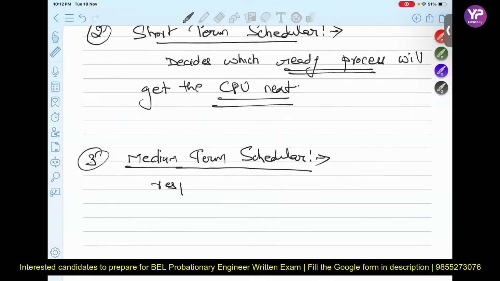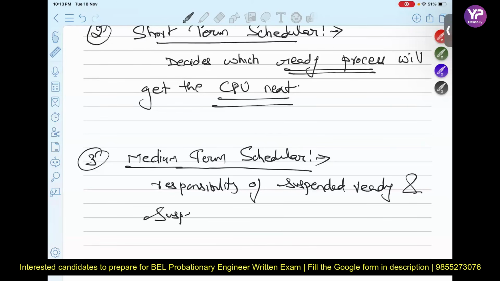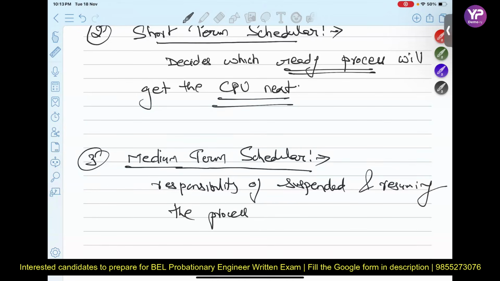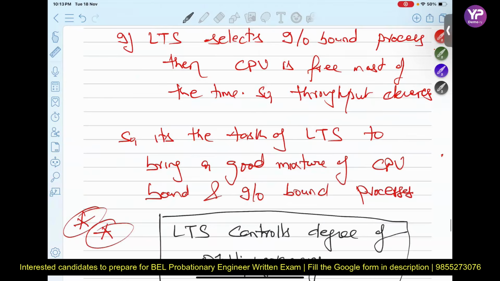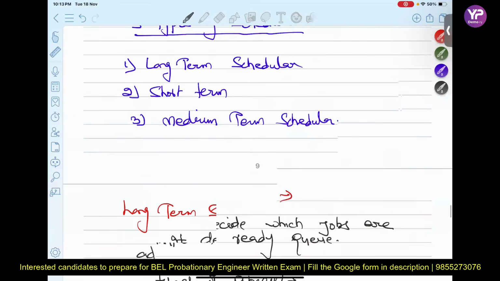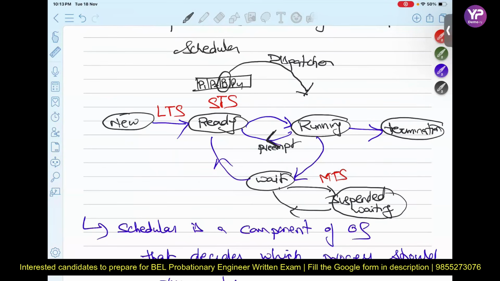It's the responsibility of suspending, suspended ready and suspended wait. Or better to say, it is the responsibility of suspending and resuming the processes. Are you getting my point, my dear students? What's the main task of the medium term scheduler? Yes, sir. Fine. Dispatcher we know, preemption we know.